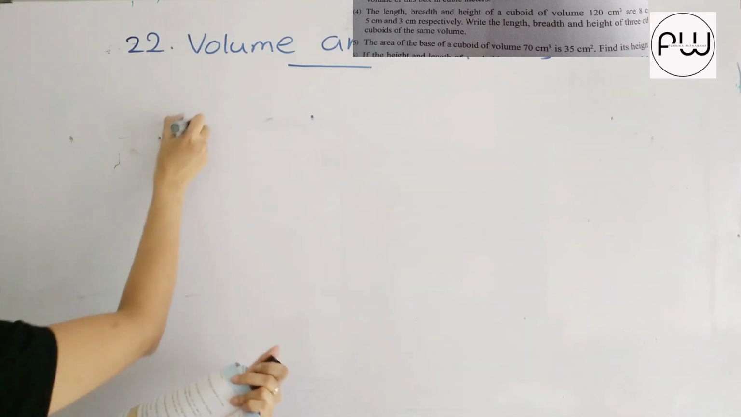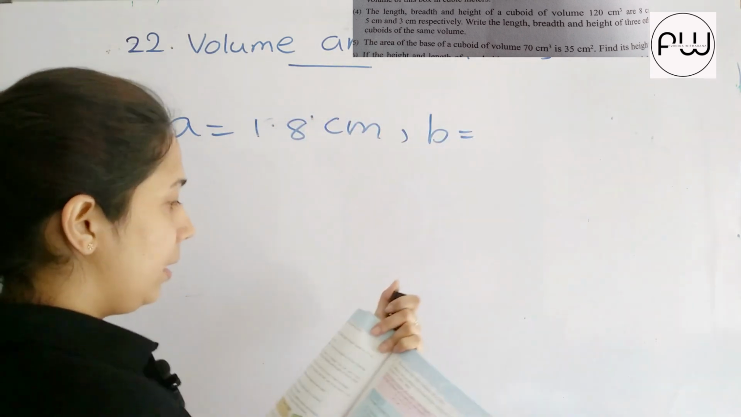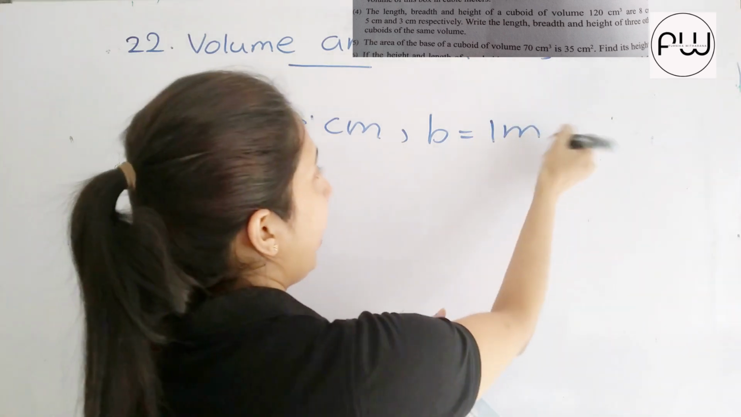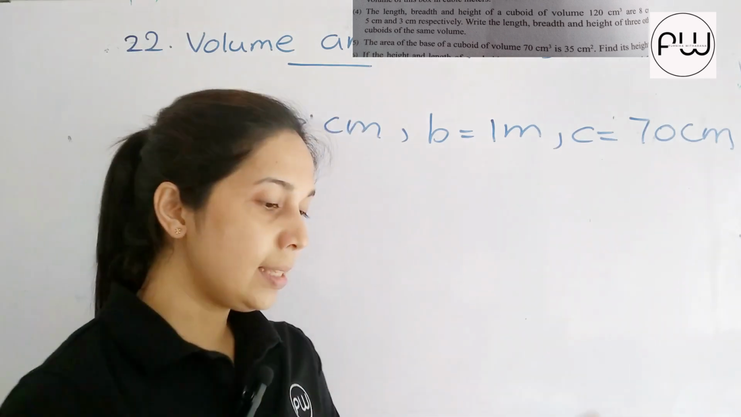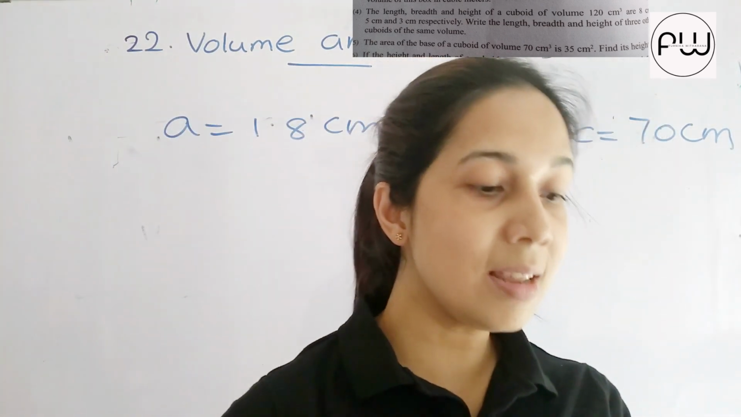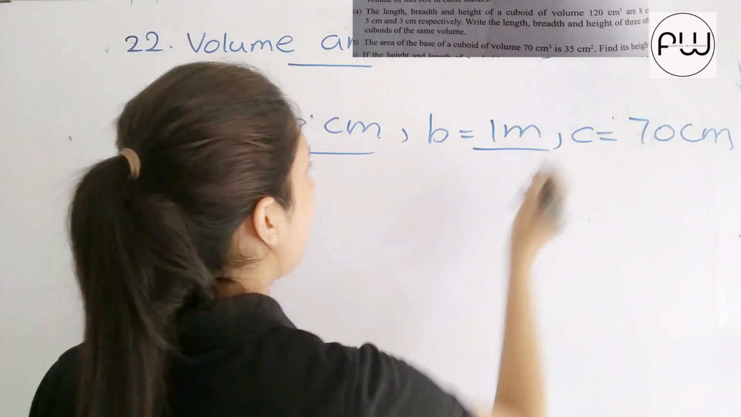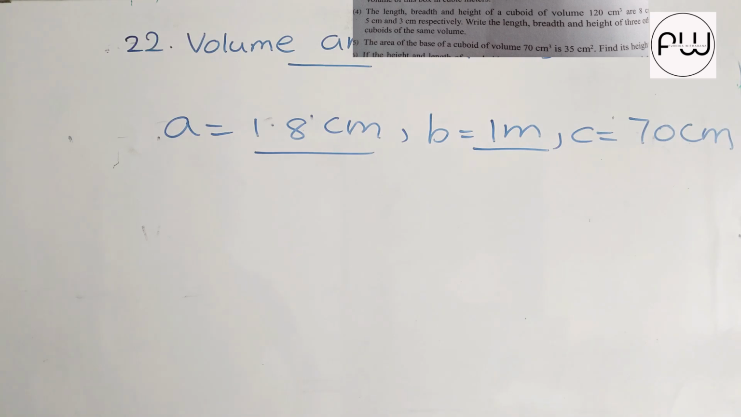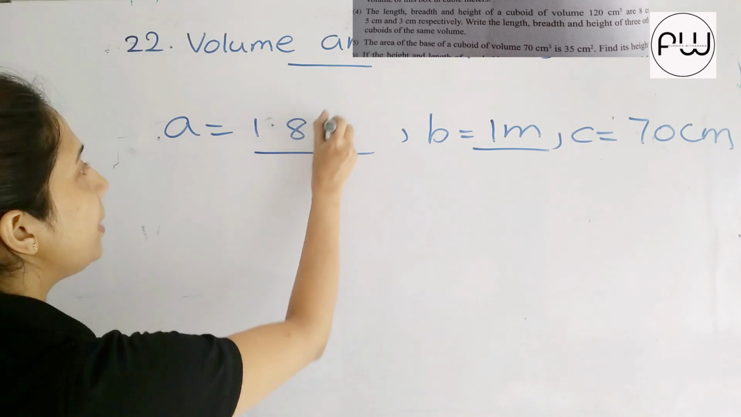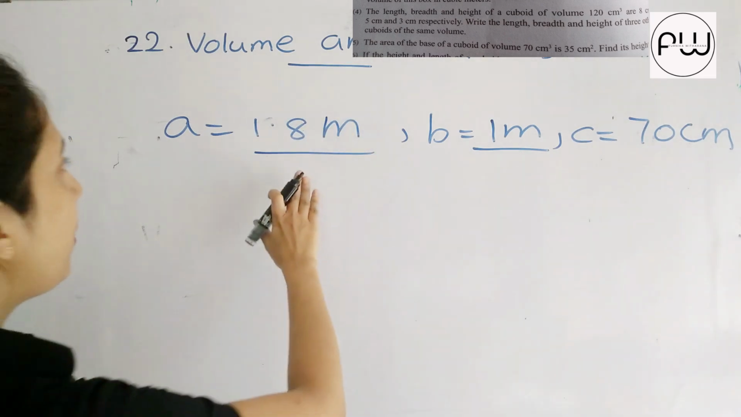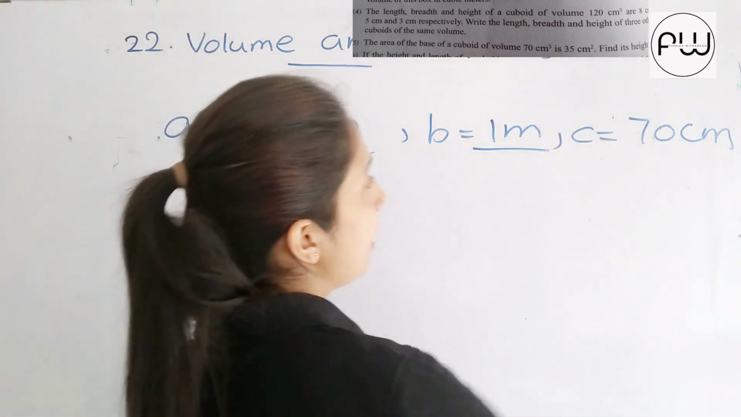Here you are given length equal to 1.8 meters, breadth equal to 1 meter and height equal to 70 centimeters. And the question is, find the volume of this box in cubic meters. Now see this one. The length is also in meters. These two dimensions are given in meters and only the height is given in centimeters.